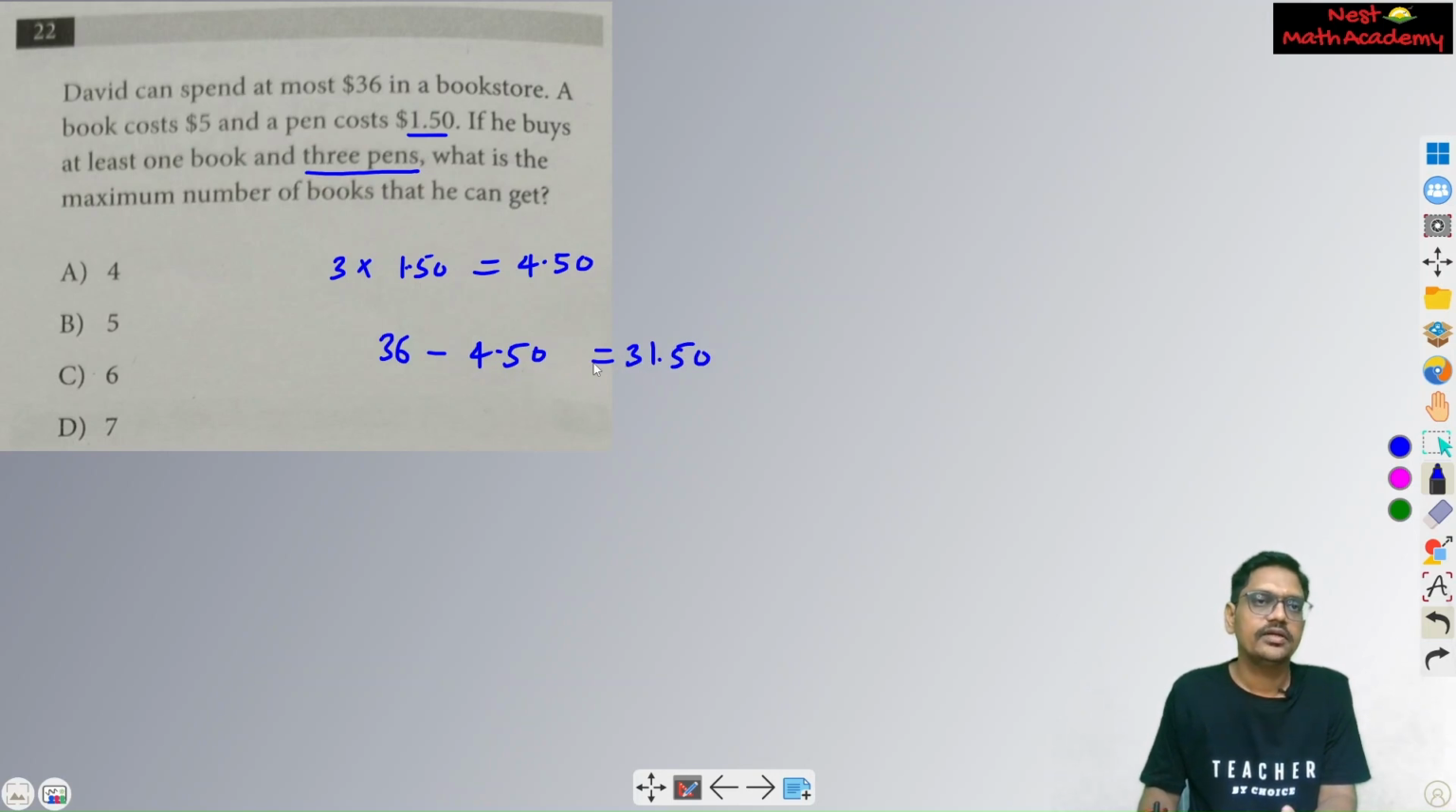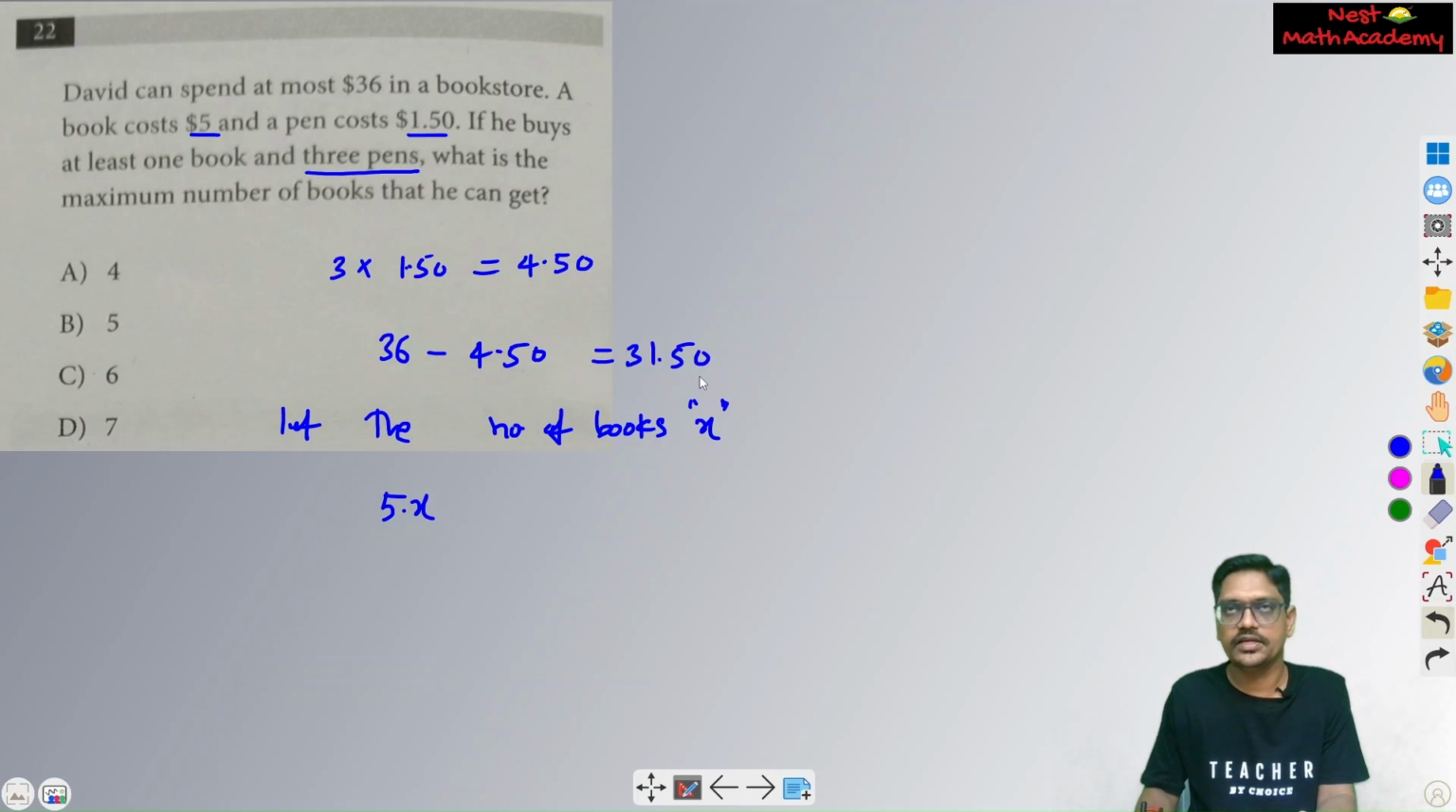So with this amount, how many books can he buy? That's the question. Each book costs 5. Let the number of books bought be X. We need some variable, no? So just name it X. Now each book costs $5, so the total amount you spend on books will be 5 times X. Each book costs $5 and you're buying X number of books, 5X. But the money you have is only $31.50. Whatever you spend on the books cannot exceed the budget. So this must be less than or equal to $31.50. I repeat, the amount of money you spend on the books cannot exceed the money you have with you.